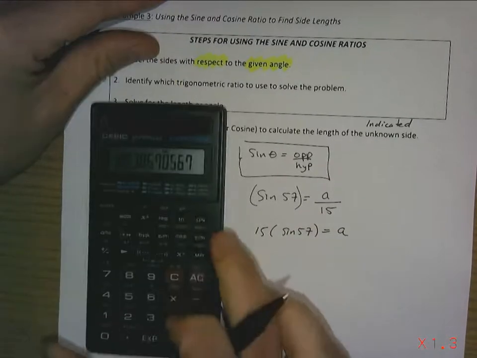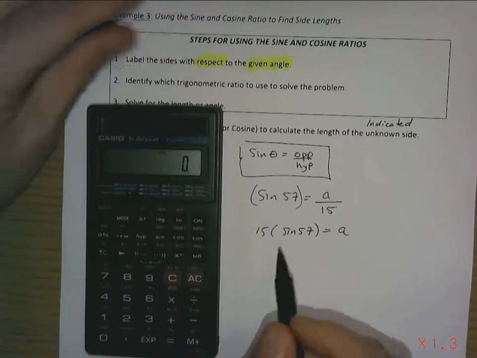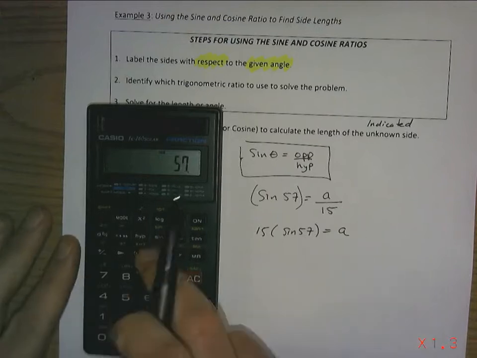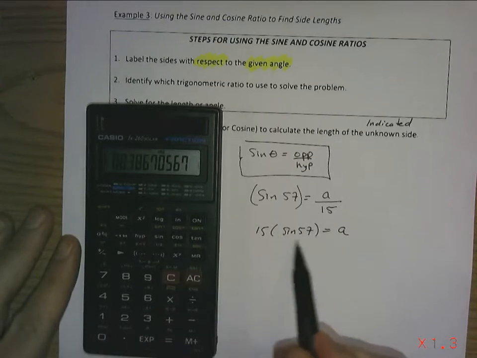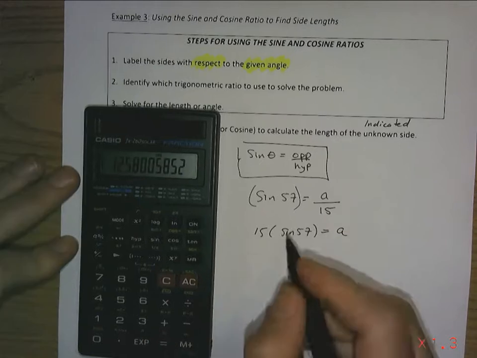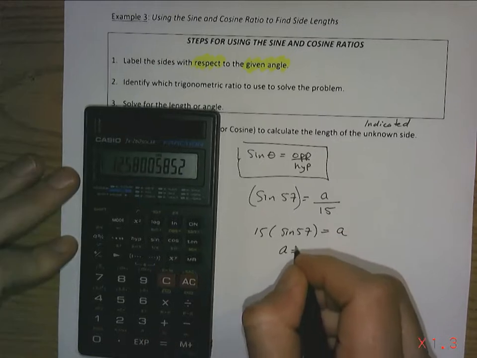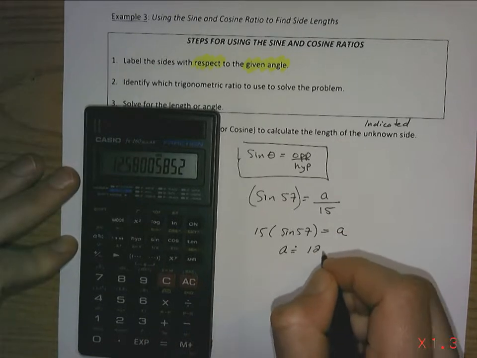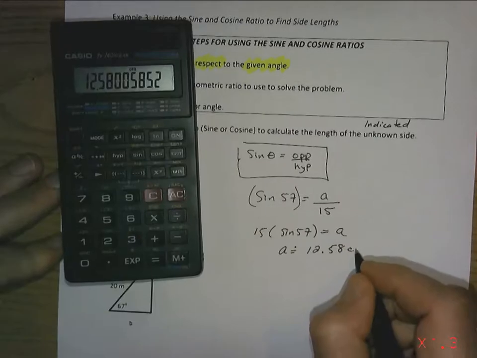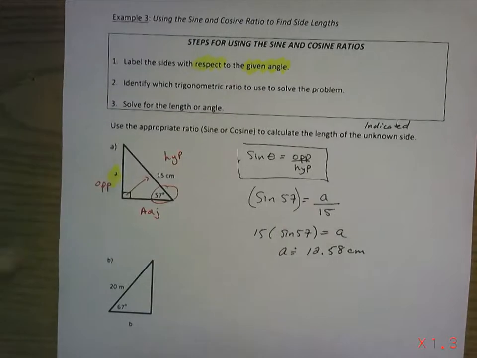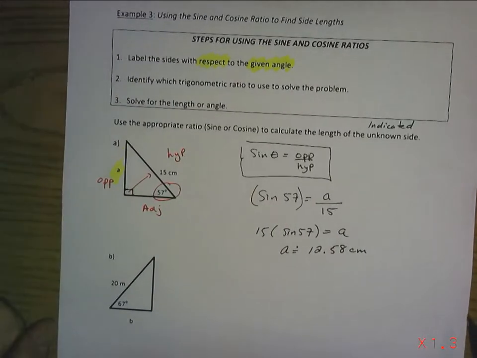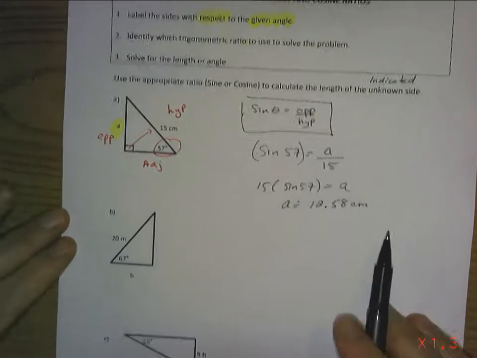So now all we have to do is this. Now it doesn't matter the order that we multiply things in. So I can do 57 sine and get this decimal first, then times 15, and I get my answer of A equals approximately 12.58 centimeters. And that's how you do the first one. I'm done. That's A. Cool. Let's look at the next one.